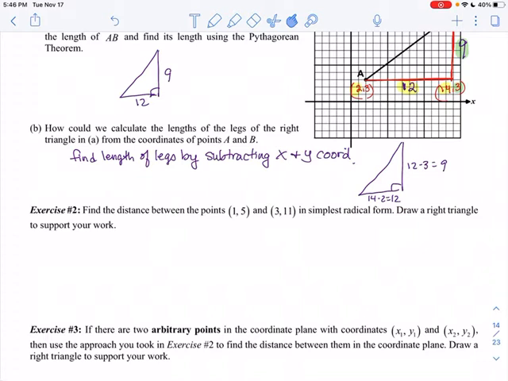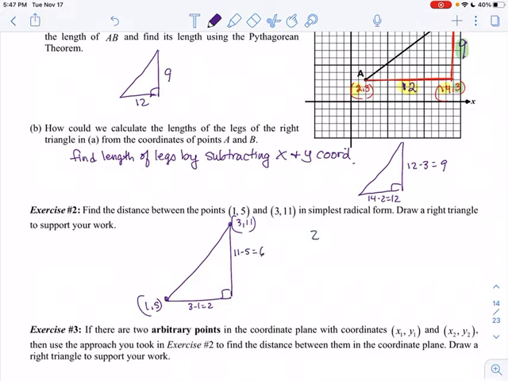All right, so let's do the same thing right here. Let's find the distance between the points (1, 5) and (3, 11) in simplest radical form by drawing a right triangle. So I have (1, 5) over here, and I have (3, 11) up here. Same thing that I just did before. To find the length of this line right here, I'm going to subtract my x's, 3 minus 1. And to find the length of my vertical line, I'm going to subtract my y's, 11 minus 5.